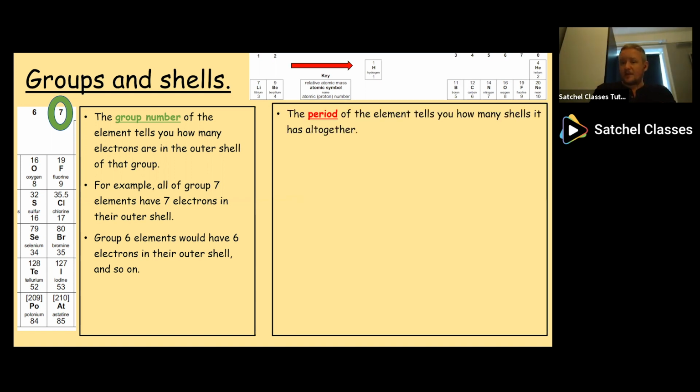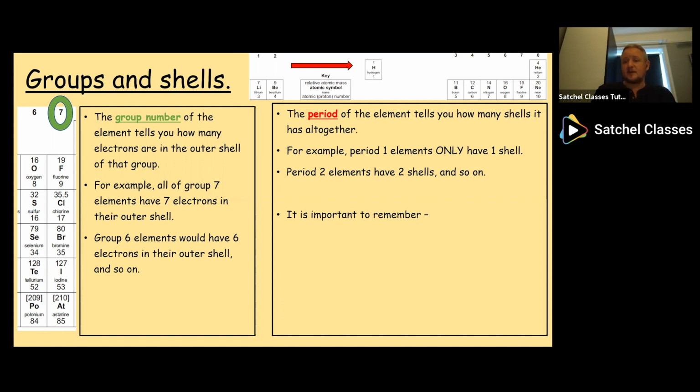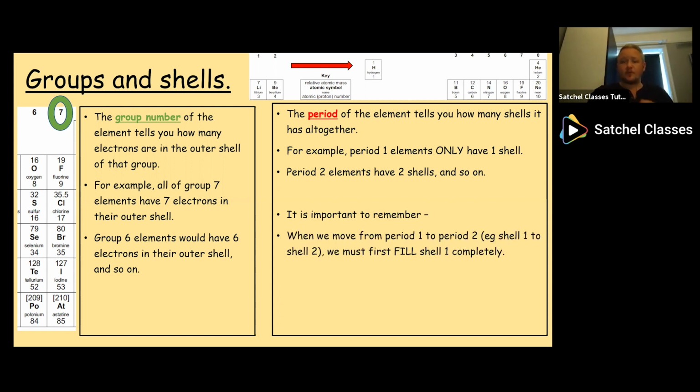The period of the element tells you how many shells it has altogether. For example, period 1 elements only have 1 shell. Period 2 have 2 shells, and so on. It is important to remember though, when we move from period 1 to period 2, e.g. shell 1 to shell 2, we have to fill shell 1 completely with electrons. This means that we can say the shells before the period that we're finishing on are completely full.